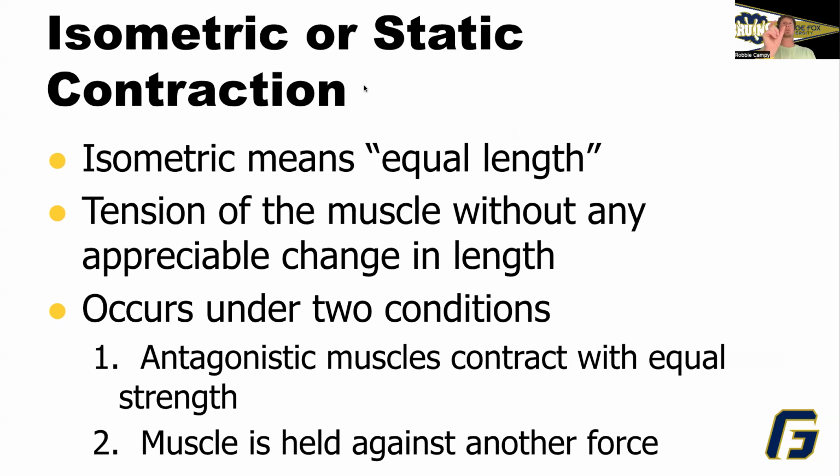meaning the muscle doesn't change its length, same length for the muscle. So we can develop a lot of tension in the muscle without any really appreciable change in length. Think about doing wall sits, and as your quads are just burning and burning, but nothing's really changing in length. That's a very common example of an isometric contraction.